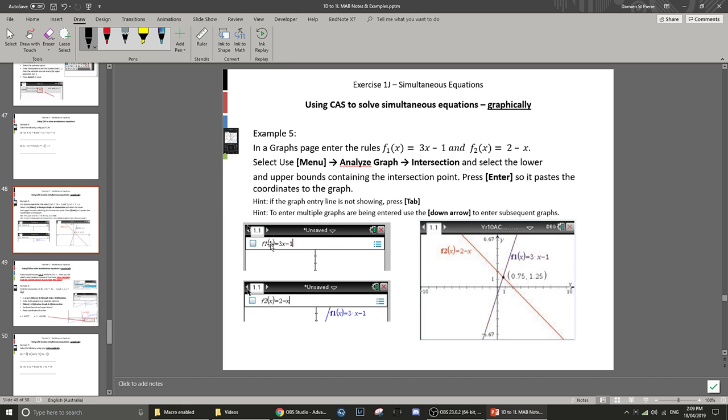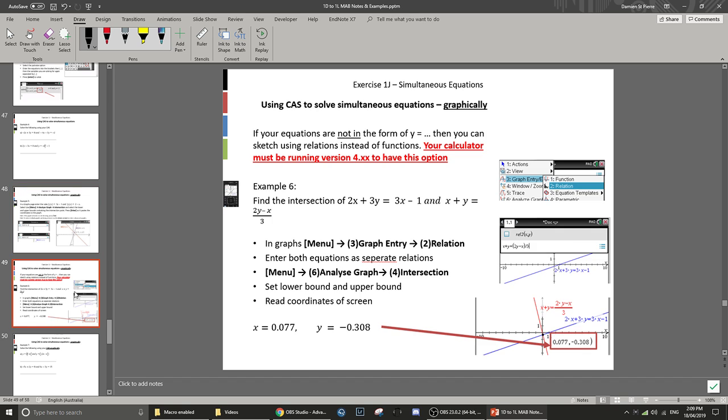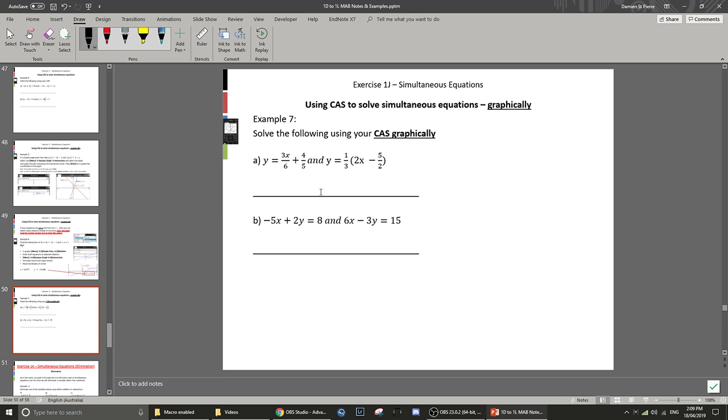So these ones we plotted as functions. You'll see it's f1 and f2. That's function notation. The big thing with this though is your calculator needs to be running version 4 point something. So if you don't have that, this relation in the menu won't appear. So if you don't see that relation option, that's why. So put them in both as usual, two of them, and then you use the analyze graph intersection to find the intersection point, and that'll be your answer. So there's two for you to solve graphically.